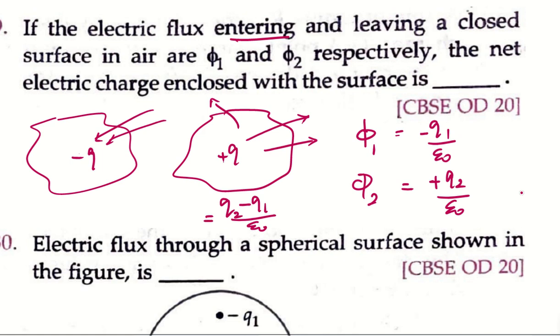That will give you the change in the flux, phi 2 minus phi 1. So we have to find out q2 minus q1. So it will be q2 minus q1 is the net charge enclosed by the surface. So we have to write here it is phi 2 minus phi 1 times epsilon naught. That is the net electric charge.